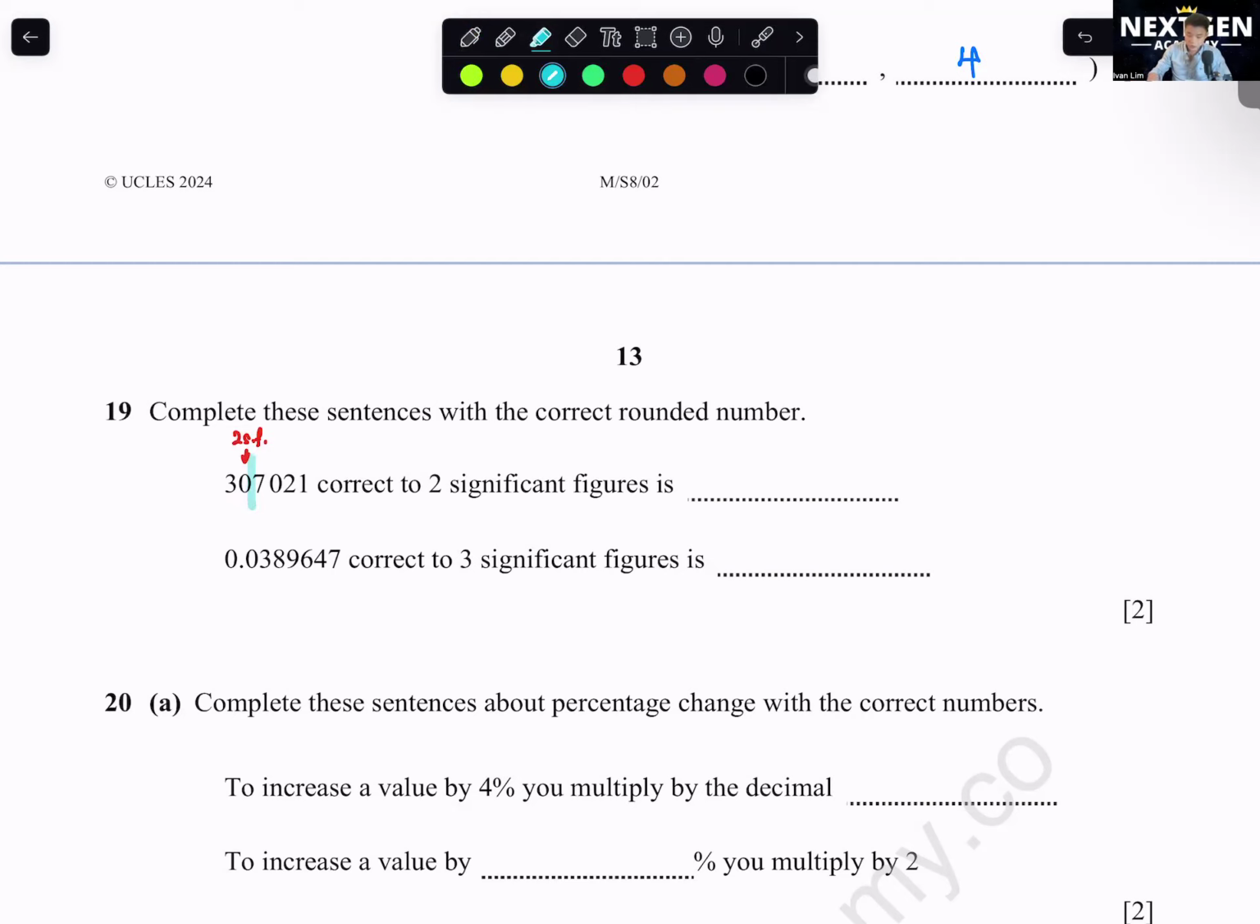But since this is a whole number, you cannot just cut all of this behind. That only applies for decimal places. So now you have to look at this number. The next number is 7. Do we round up or do we maintain? 5 and above, we have to round up. So this one, you have to plus 1. So the answer will be 310,000. Not 300,000, 310,000.